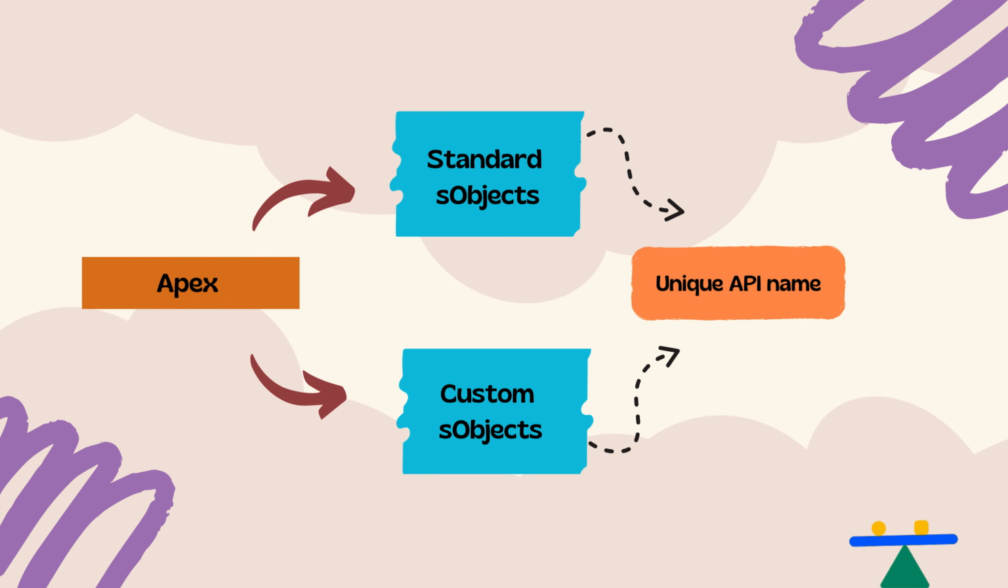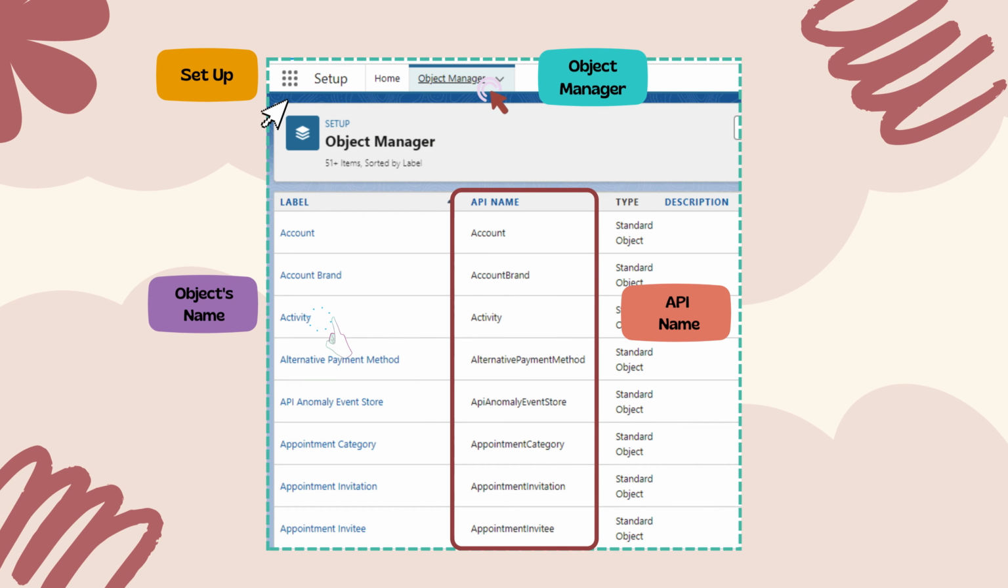Apex references standard or custom sObjects and their fields using unique API names. These names can differ from their labels. Understand the conventions, such as the __c suffix for custom objects and fields, and how spaces in labels are replaced with underscores in API names. To reference object and field API names, you can find them in your Salesforce org. Navigate to Setup, click on the Object Manager tab, and explore the API names of your objects and fields. This step is essential for accurate coding.